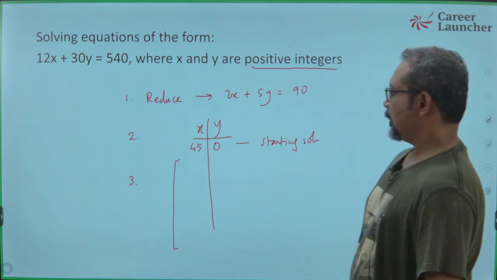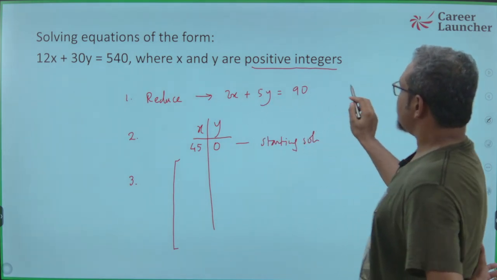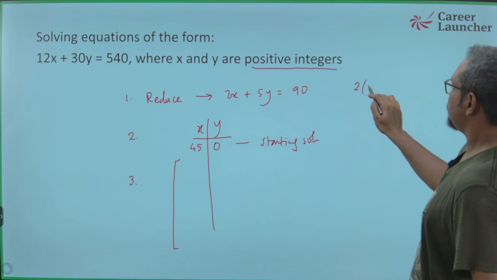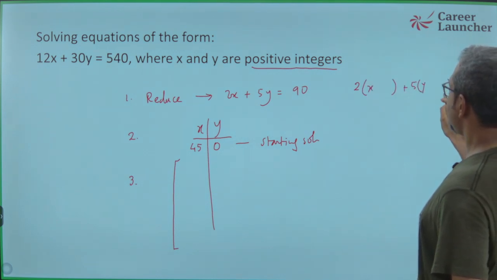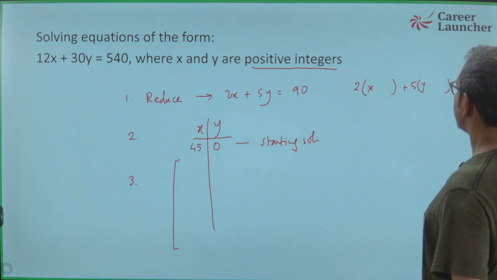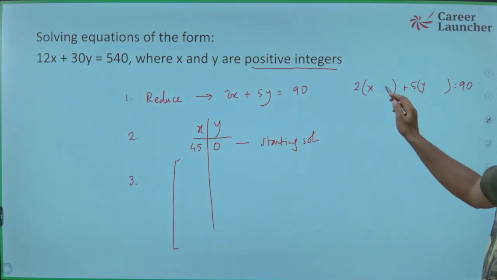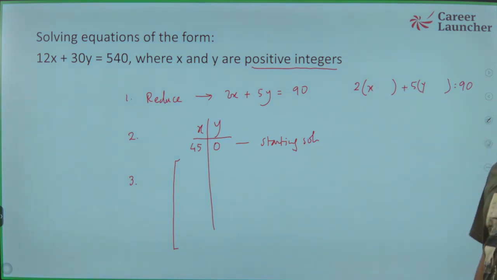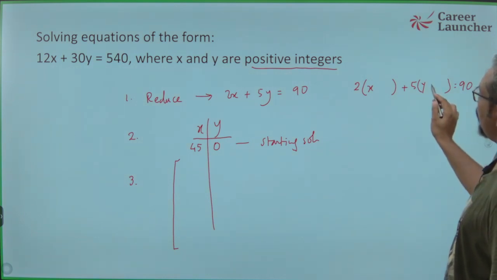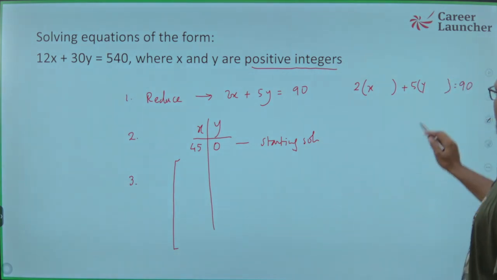Now let's understand the process for that. Since 2x plus 5y is 90, I need to add something to x or subtract something from x, and similarly add or subtract something to y so that the sum remains constant. So obviously, if I want to keep positive integers, I have to add something to y because it's already 0. Now how much do I add?